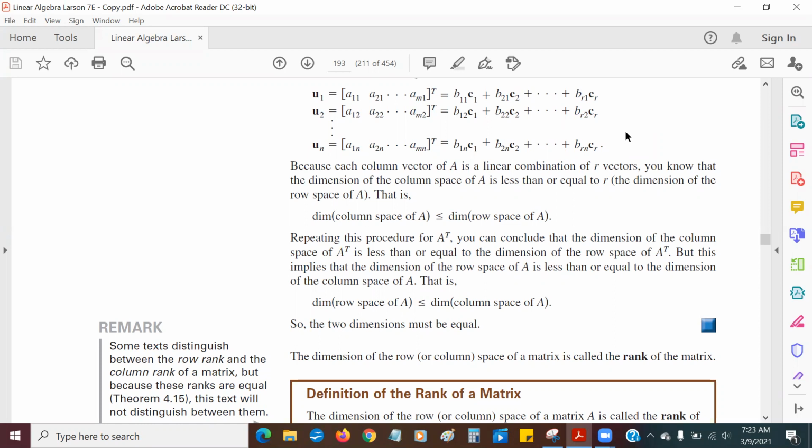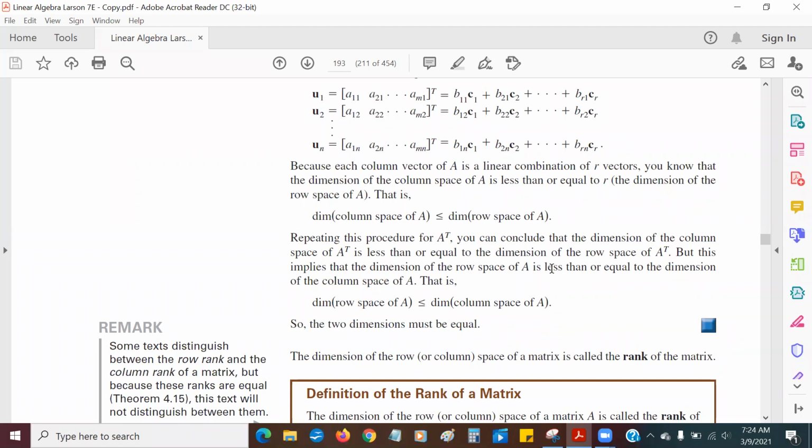And if we do this in reverse, do the whole process in reverse, we're going to find that the dimension of the row space is going to be less than or equal to the dimension of the column space. Well, if Bob is less than or equal to Bill, and Bill is less than or equal to Bob, then Bob and Bill must be the same. Don't ask me where I got Bob and Bill from, but that shows that the dimensions are equal.